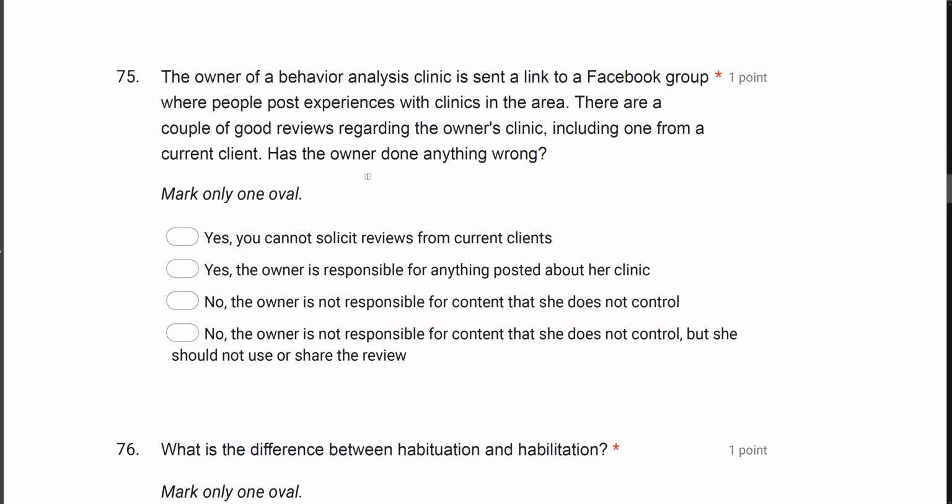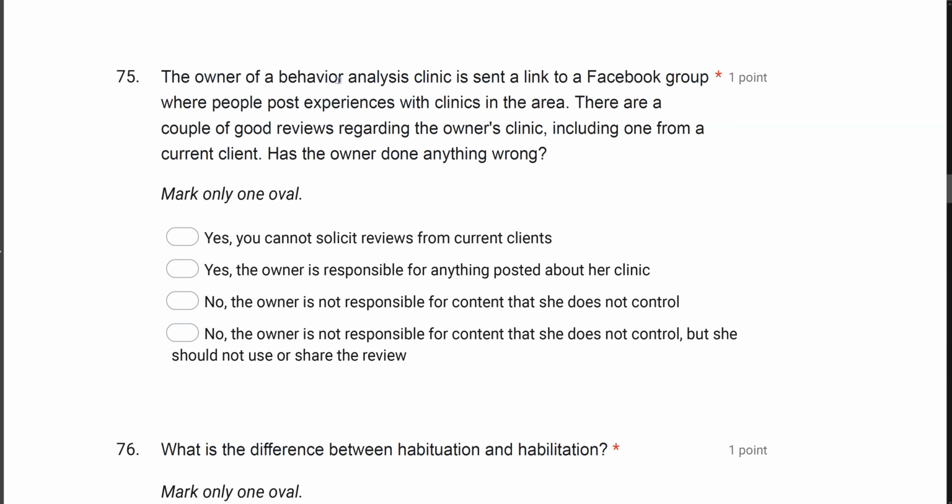75, the owner of a behavior analysis clinic is sent a link to a Facebook group where people post experiences with clinics in the area. There are a couple of good reviews regarding the owner's clinic, including one from a current client. Has the owner done anything wrong? Now, testimonials can be tricky. The hard and fast rule is we don't use testimonials from current clients. If you solicit testimonials from past clients, you need a disclaimer. If past clients become current clients again, you've got to remove that review or that testimonial, right?